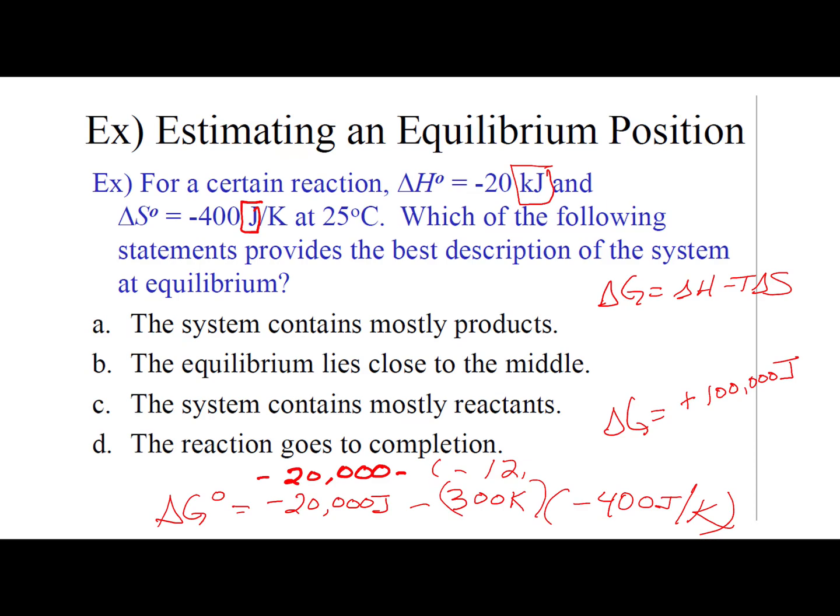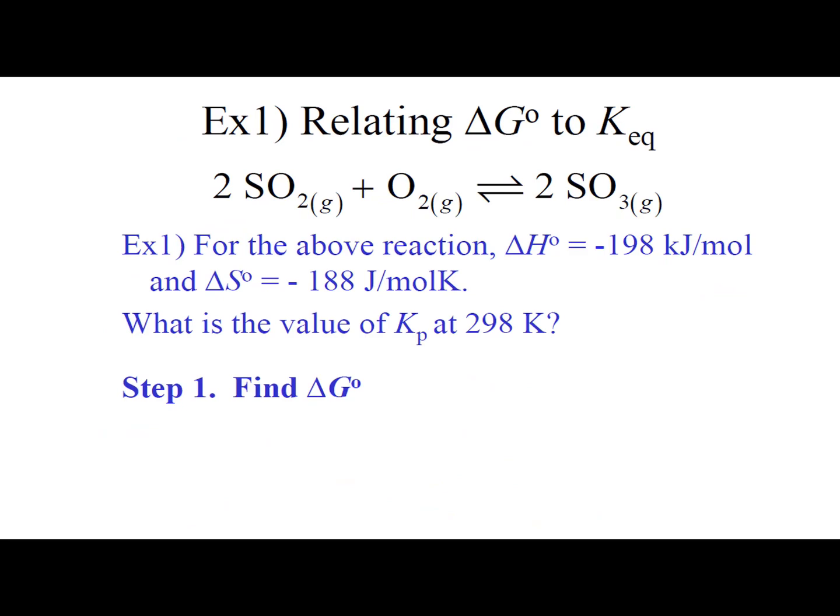And so our delta G is positive. And if you remember, which of these choices, then, will we have if our delta G is positive? The system will contain mostly reactants. And so on a multiple choice, you may be asked to do some of this and just go ahead and do an estimate type of thing.